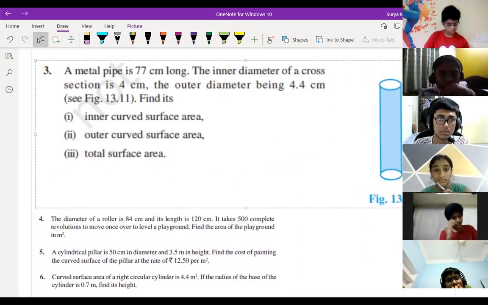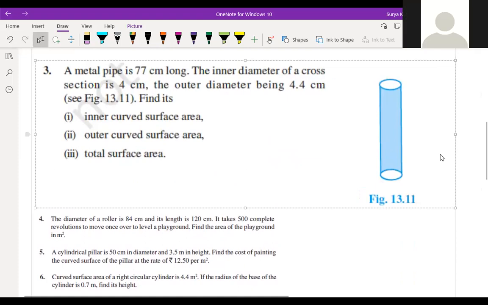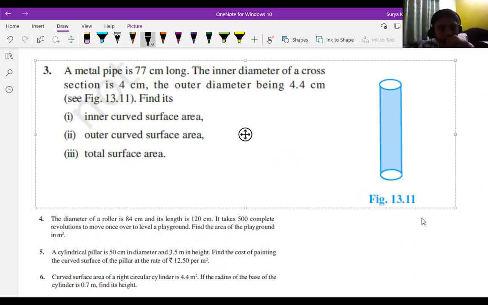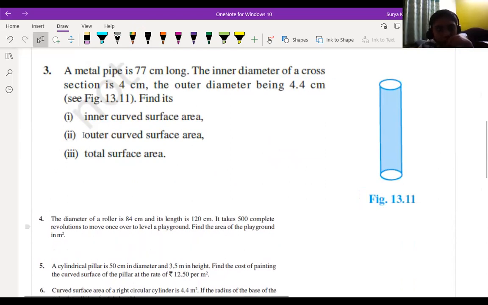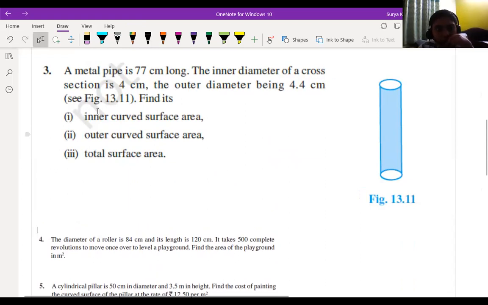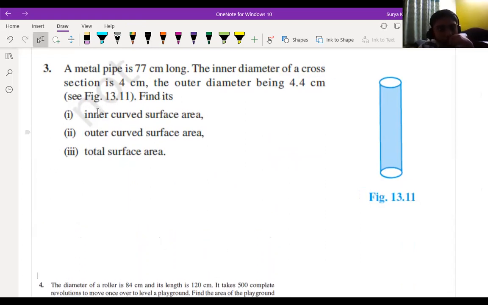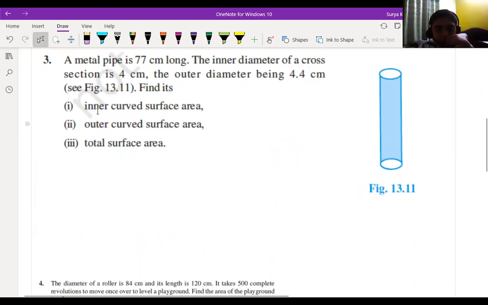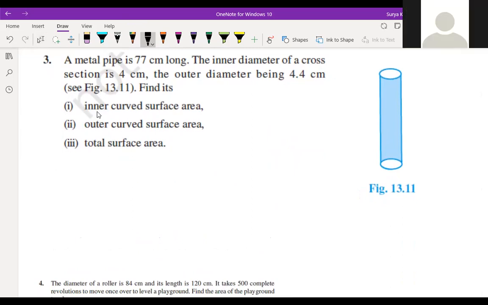So in a curved surface area, I think it's CSA. Okay, what is this? The first question is, which type of pipe is this? The pipe is 77 centimeters long. The inner diameter of a cross section is 4 centimeters and the outer diameter is 4.4. I think they're specifying inner and outer because we have to find CSA and TSA. No, inner and outer means there is some thickness on this pipe.